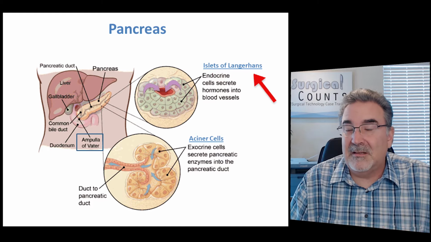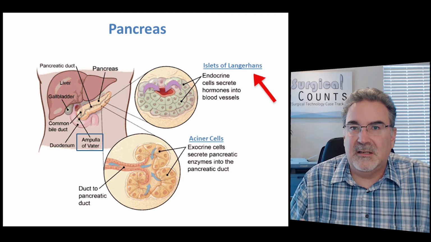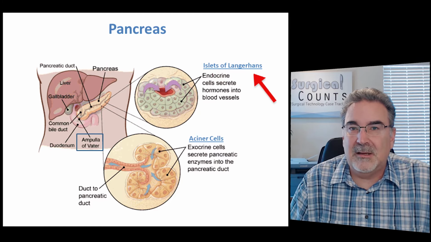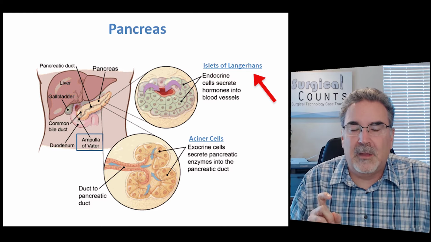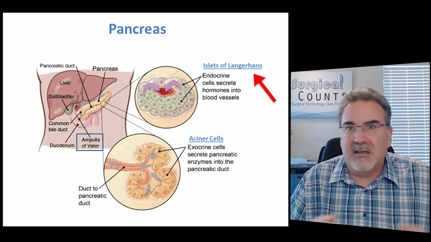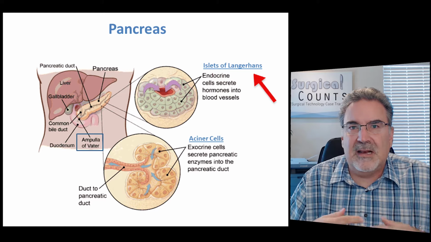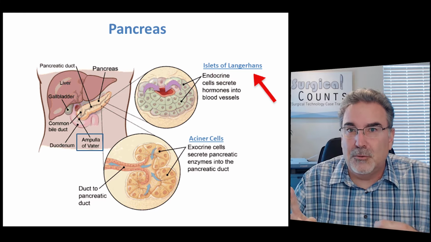Now, if your pancreas doesn't produce enough insulin, that creates a disease, and you've probably heard of this. It's called diabetes. Specifically, if your pancreas doesn't create enough insulin, that's diabetes type 1. Now, if your pancreas creates a whole lot of insulin, but your body has gotten so used to that insulin that it just doesn't handle it anymore, that's known as diabetes type 2, and that's different.